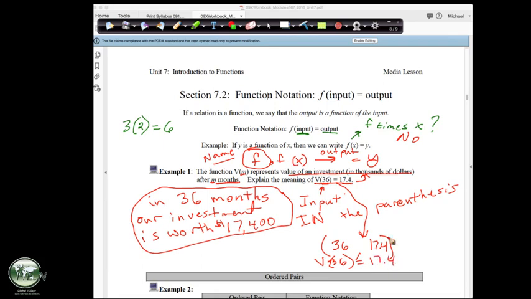Okay. I can interpret them both the same way. Input comes first. And right, in an ordered pair the input always does come first, so it's kind of nice when they write it this way. But with an equal sign, they could actually switch it around. They could have given it to us as 17.4 equals v of 36. And 36 is still the input, 17.4 is still the output.